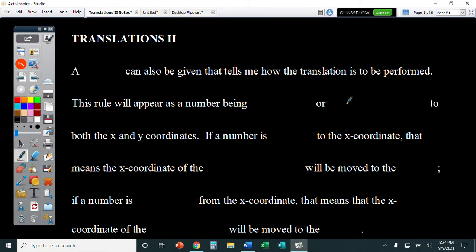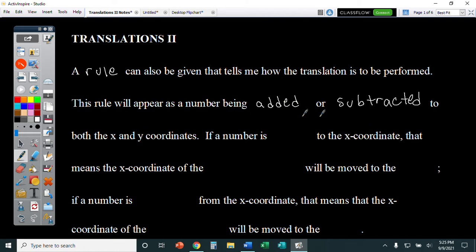All right, so just follow along in your notes, okay? It says, so continuing our discussion on translations, a rule can also be given that tells me how the translation is being performed. Let me get it on the pen and in color so you can see it. Now, this rule appears as a number being added or subtracted to, this should say to or from, but this is fine, both the x and y coordinates. Okay, so we have a rule, and a number is either going to be added or subtracted from the coordinates.